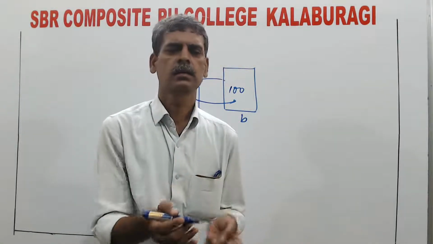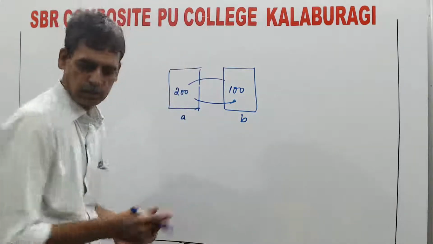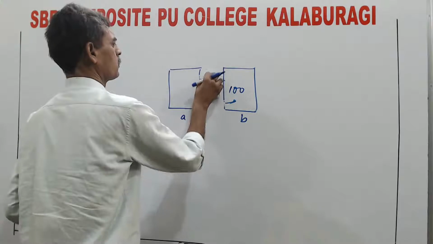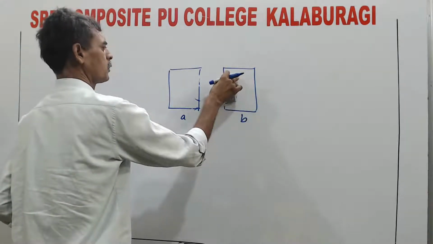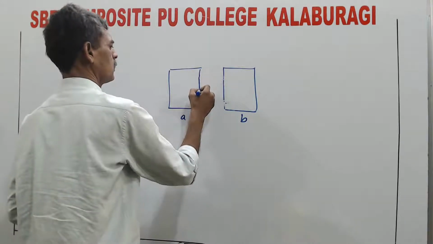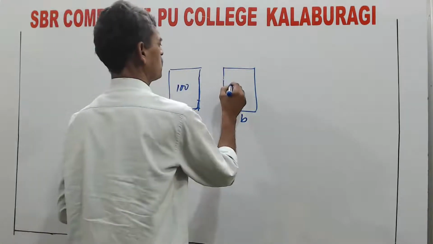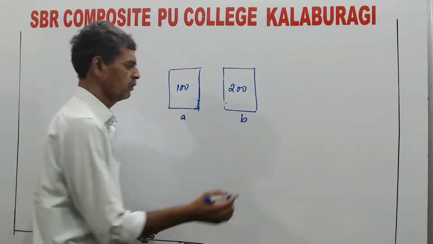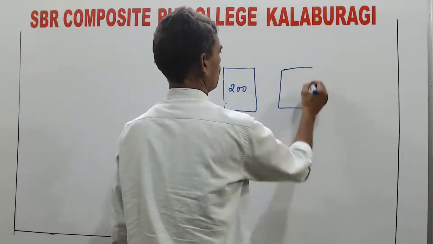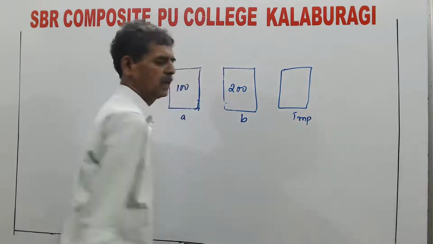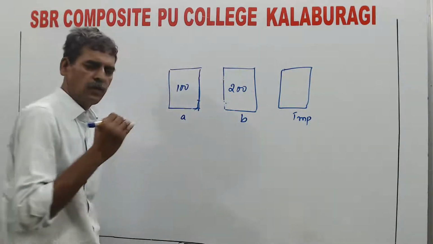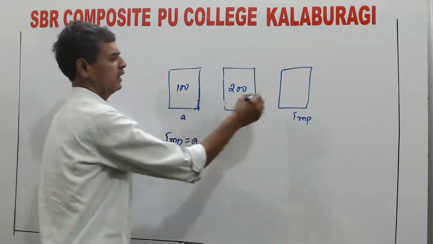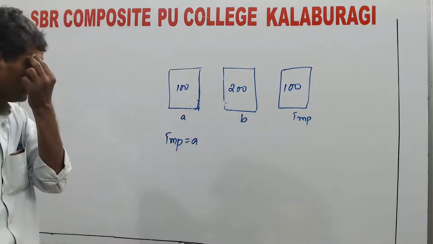For this, I need a temporary variable. Consider A is 100, B is 200. I'll take one temporary variable, temp. What I'll do, I'll transfer the value of A to the temporary variable. Temp is equal to A, so temp will get 100.